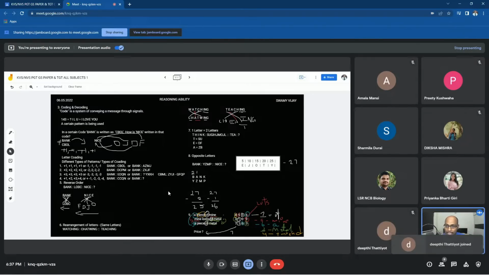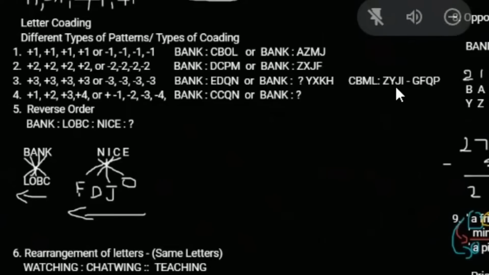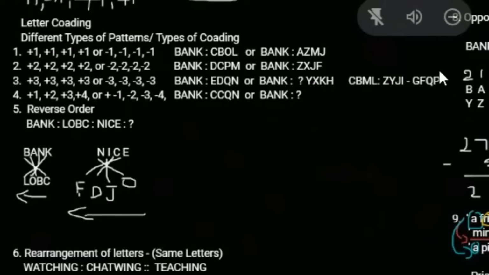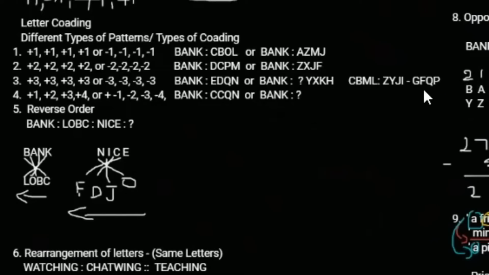The first one, ZYJI, is -3 or +3, Priyanka? So it is -3. Okay. GFQP, is it +3 or -3, Rajesh? +3, sir. So is it a correct answer or a wrong answer? How to find out? You have to practice it. If you do it on paper, then only you'll come to know whether GFQP is the right answer in the +3 pattern or a wrong answer. Sharmila, what answer did you get?